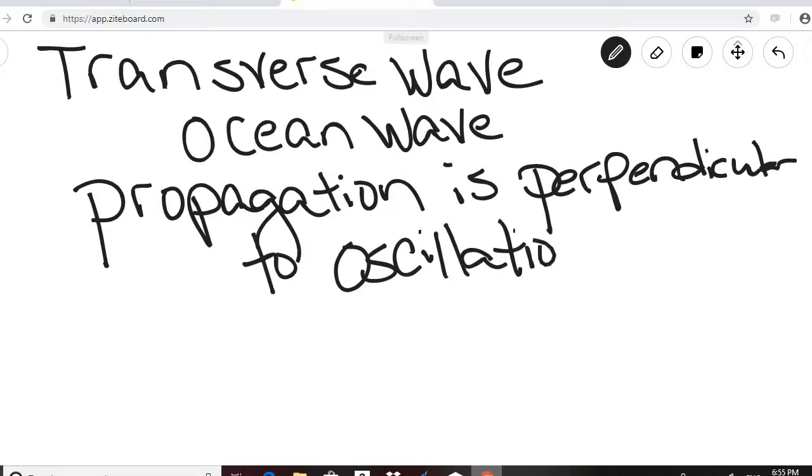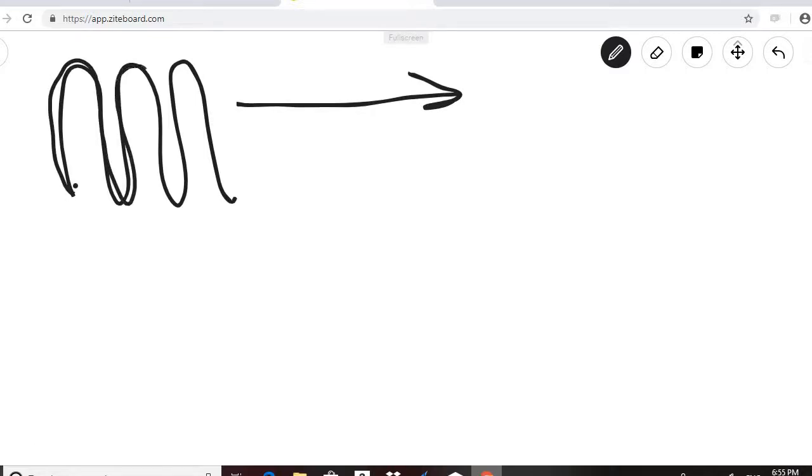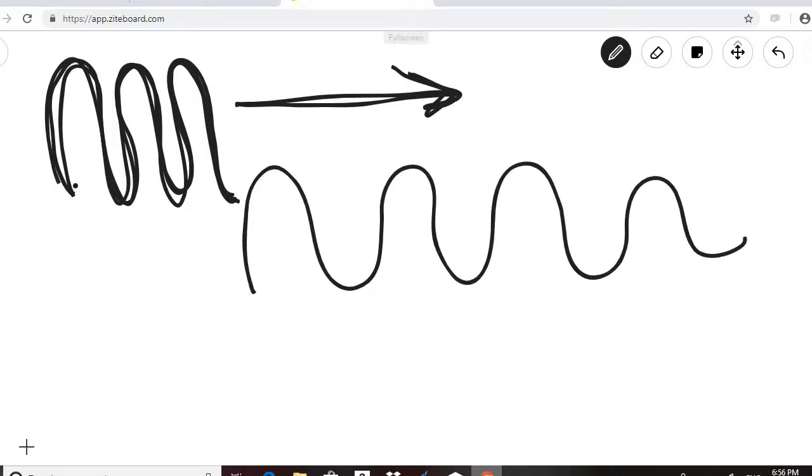Okay, so what does that mean? Well, as you know from watching ocean waves, the waves are up and down like this, right? So the water is moving in a vertical direction, and yet where is the wave moving? The wave is moving toward the shore. So the water is moving in a vertical direction, but the propagation is in the horizontal direction. So ocean waves look like this, but they're moving in this direction, and therefore that is an example of a transverse wave.